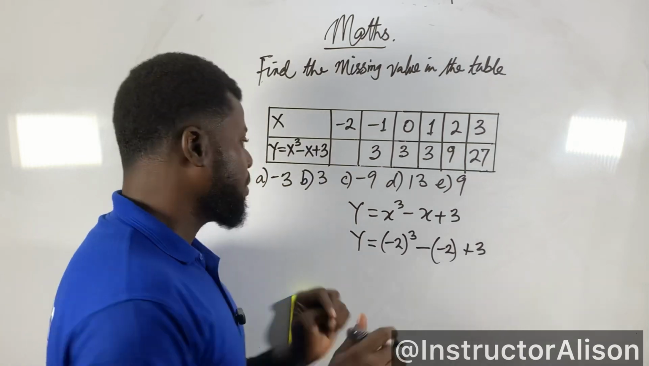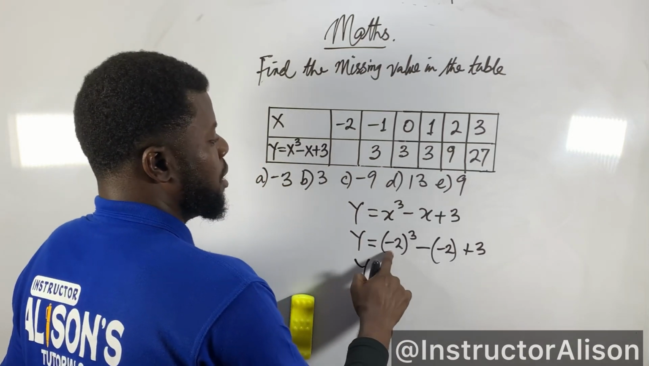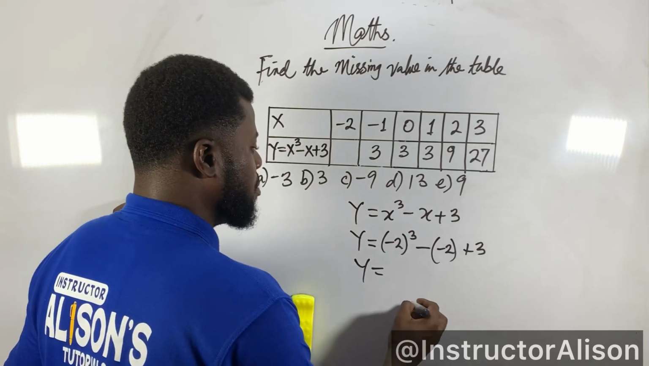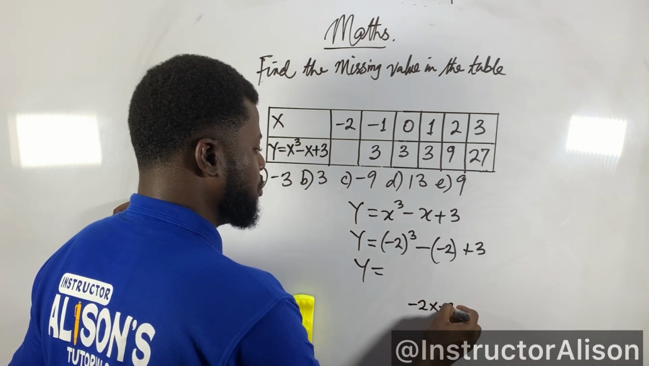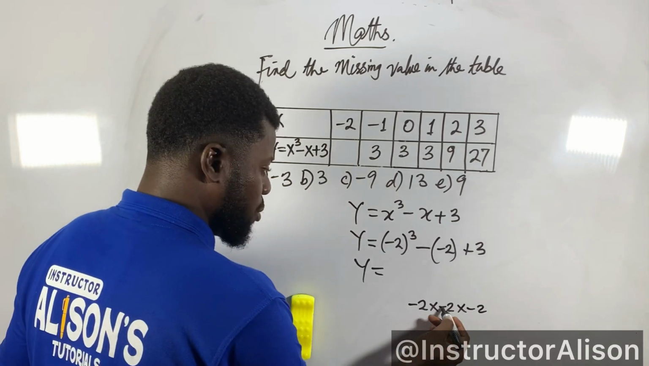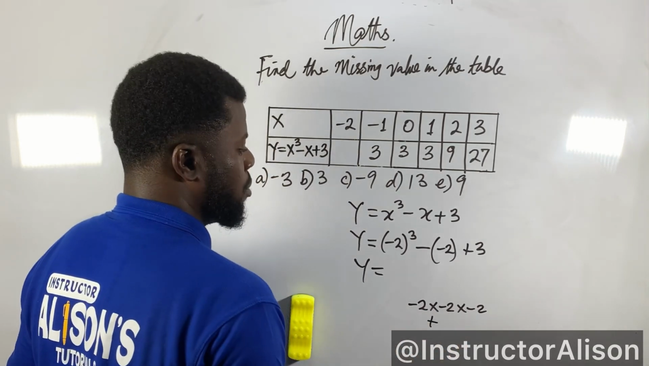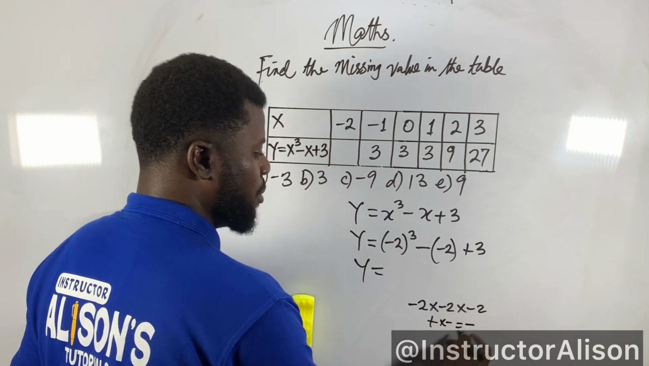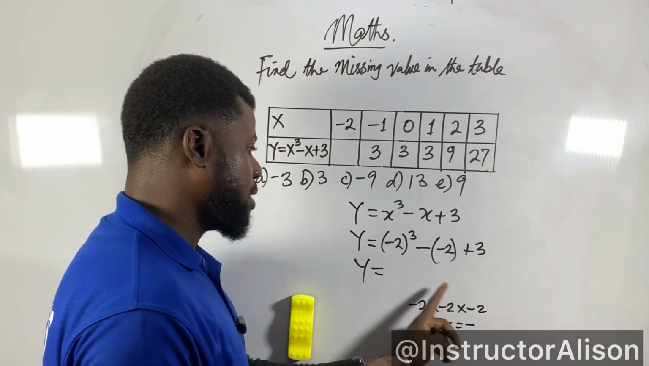You understand? So now y now will be equal to negative 2 cube. If they get issue with this one, this thing means negative 2 times negative 2 times negative 2. We know say minus minus will give us plus. But what will be plus minus? Plus times minus now minus. So the last thing you get now minus.